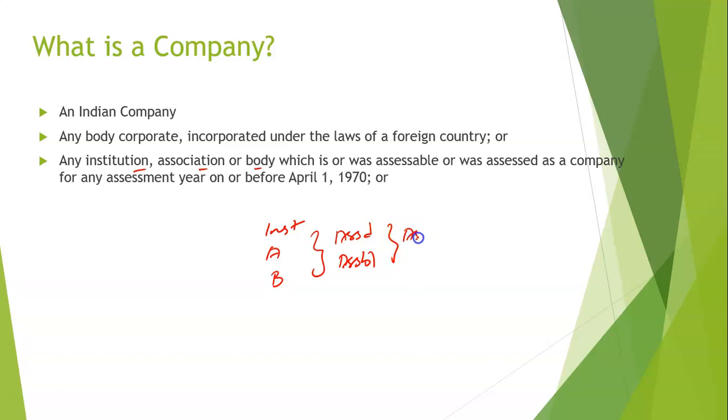That is, any institution, association or body which is or was assessed as a company on or before April 1, 1970. After April 1, 1970, they might not have the status of being a company. But if they were assessed as a company before April 1st, 1970, they will be treated as a company in our country. Fine. Now the final point.